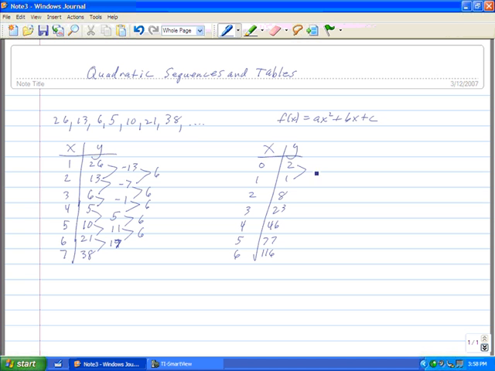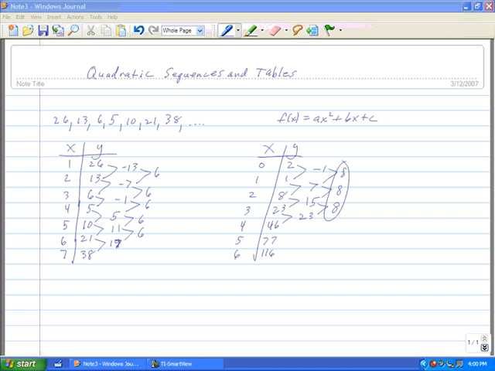So this is a difference of negative 1, this is a difference of 7, this is a difference of 15, this is a difference of 23, and just stopping there to look, we can go on. 7 take away negative 1 is a difference of 8. 15 take away 7 is a difference of 8. 23 take away 15 is a difference of 8. So we've identified it, because the second difference matches, as a quadratic.